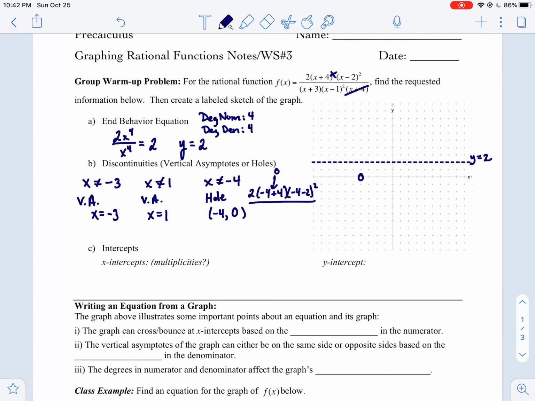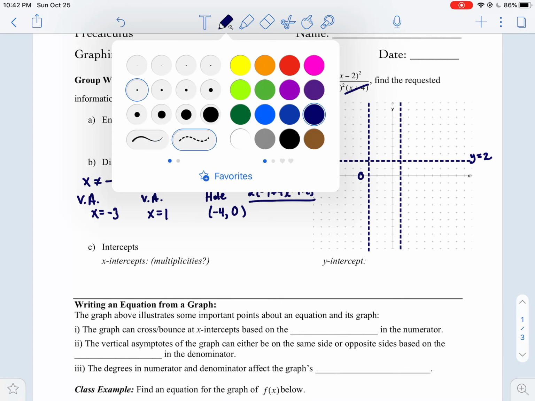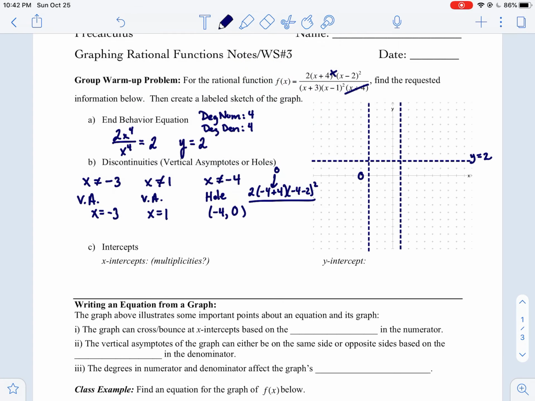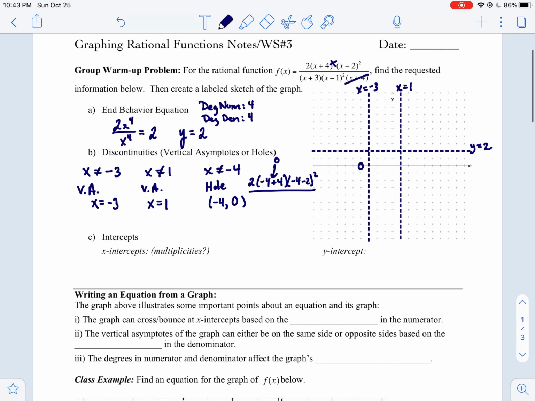Okay, so at negative 3, we've got a vertical asymptote, and then also at 1, we've got a vertical asymptote. So there those are. We've got nice looking vertical asymptotes at negative 3 and also at 1. Okay, and then we want to deal with our x-intercepts. Right, so our x-intercepts again come from the numerator. So if I set the numerator equal to 0.